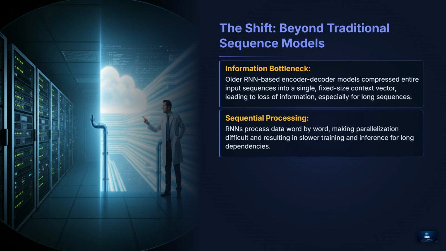Traditionally, sequence processing relied on models that struggled with long texts, creating an information bottleneck where early context was often lost. They also processed information sequentially, which was a huge performance constraint. The deeper insight is how these limitations pushed us toward a revolutionary change.